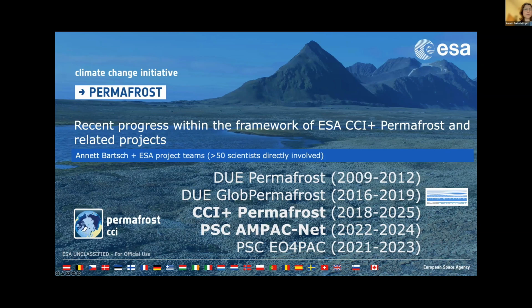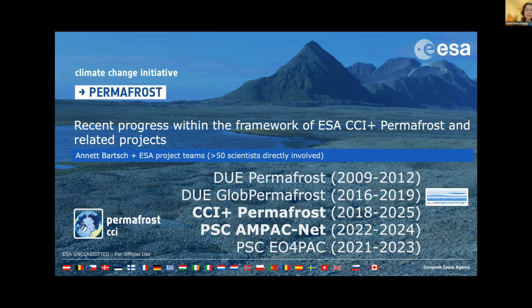Welcome. I'm now going to talk about a number of initiatives or projects that have been funded by the European space agencies over the years. That happened via different programs. So we started off with activities as part of the Data User Element, then the Climate Change Initiative. And now there are also some recent projects as part of the Polar Science Cluster. One has already been mentioned by Gonzalo Vieira earlier today, the EO4PAC project, which is on coastal erosion.